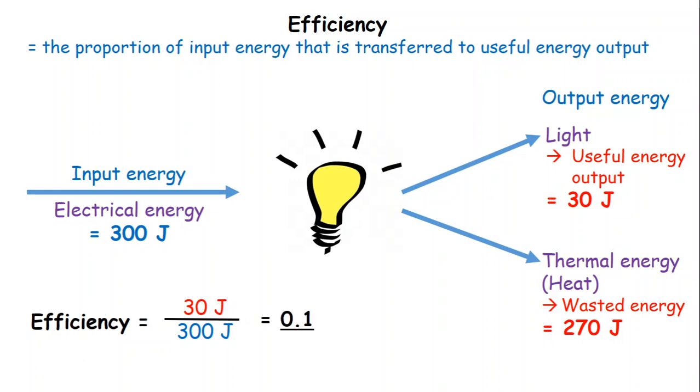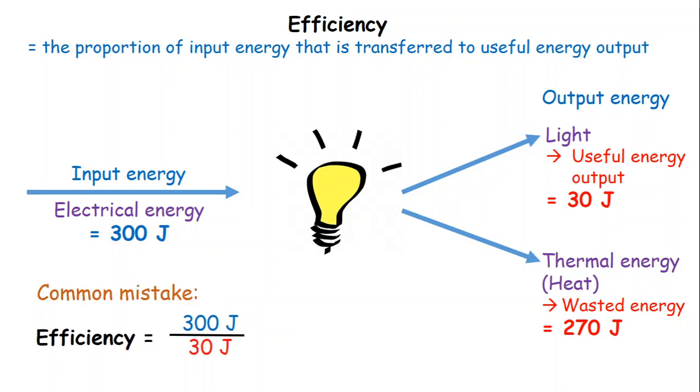A common mistake to make here is to put the numbers the wrong way around, so you get 300 joules divided by 30 joules. However, this would give us an efficiency of 10, and this would mean that we get more energy out of the light bulb than we initially put in, and this is clearly impossible. So a good thing to remember is that efficiency is always smaller than 1. So if the value that you get is bigger than 1, you have made a mistake somewhere.